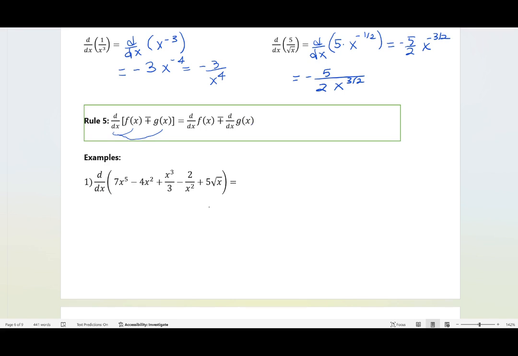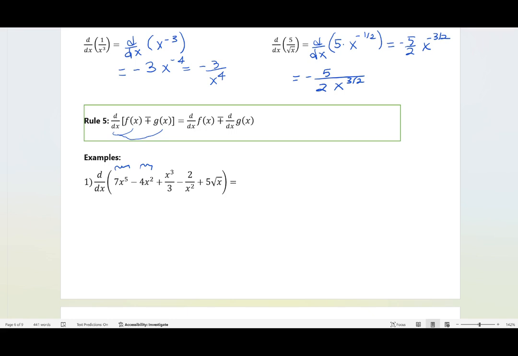Now let's do this next example. So we're going to take the derivative of 7x to the 5 minus 4x squared plus x to the 3 over 3 minus 2 over x squared plus 5 times the square root of x. A long expression. It looks intimidating perhaps, but think of each one as a separate problem from above. Like this would have been one question that we already know how to do, etc. So if you look at them one by one, it's really not that bad.